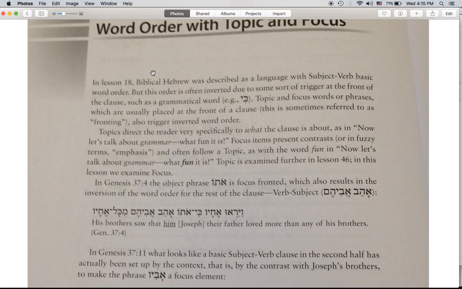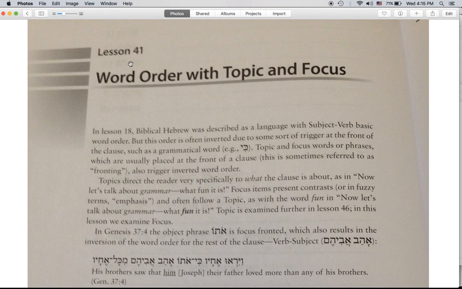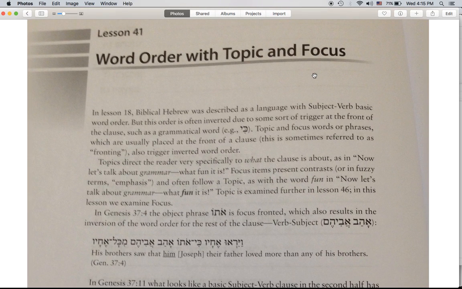So this is a rather dense lesson. Lesson 41 talks about word order with topic and focus. It really boils down to this idea that Hebrew authors can move the word order around in order to focus our attention upon one particular element. When an author does this, it changes the basic word order of any given clause.